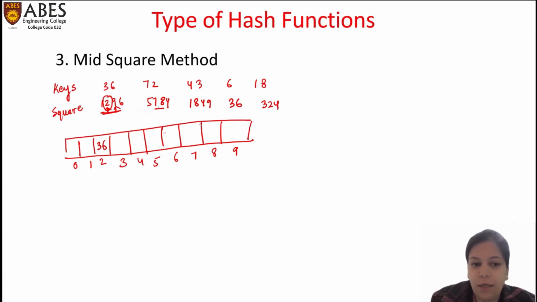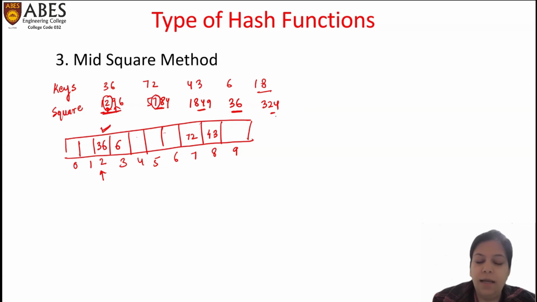Again, for 72, there are two middle numbers. We can take the left one. So 72 can be mapped at index 7. Then for 43, again, we have two numbers. So 43 can be mapped at index 8. For 6, again, we have two numbers. So 6 can be mapped at index 3.